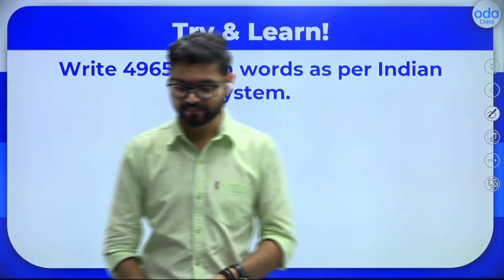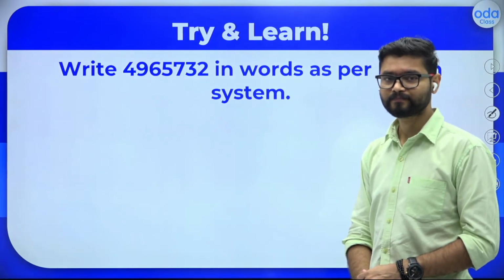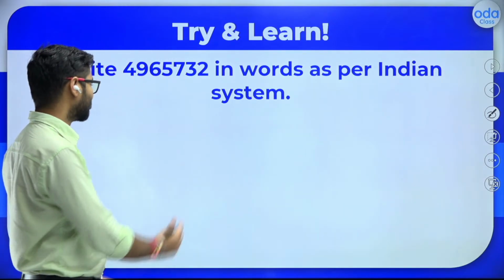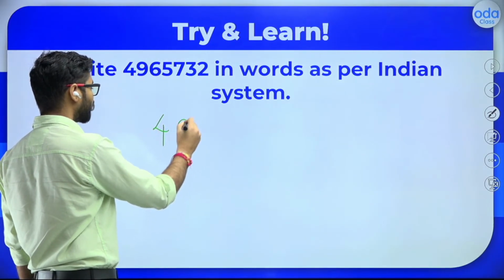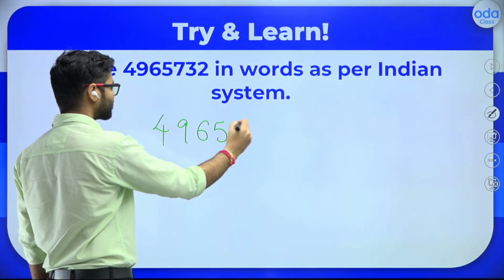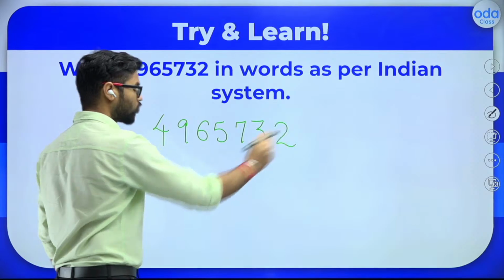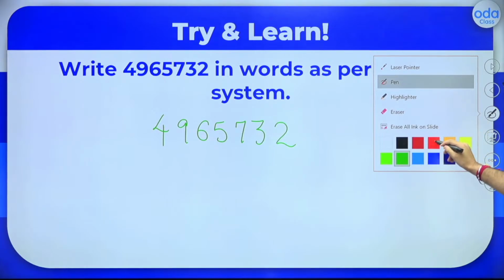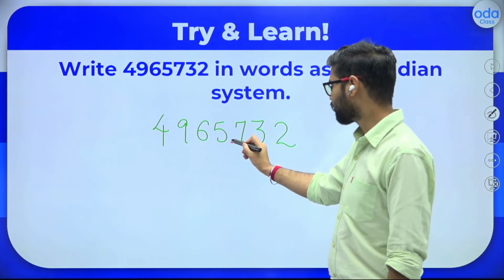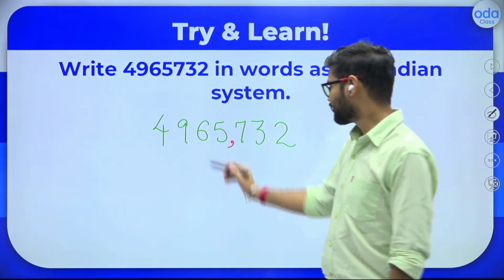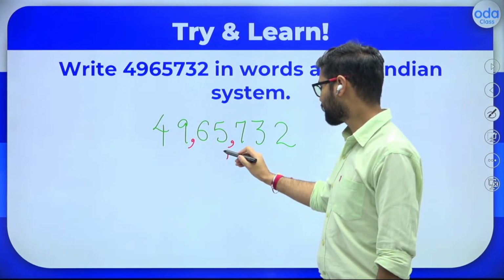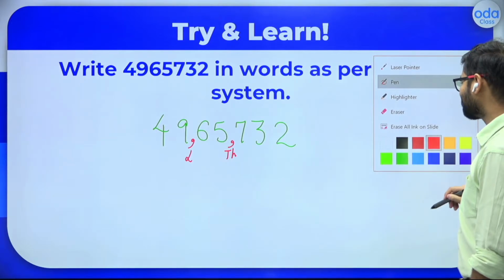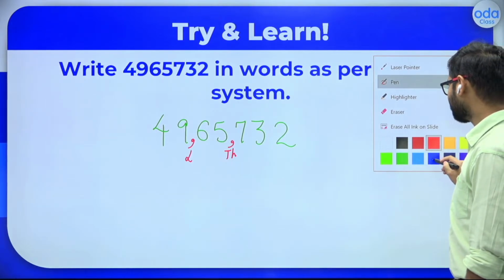And if I have to write this number in words as per the Indian system, how will I do that? The number I have over here is 4965732. Without the commas, it is difficult for anyone to represent the number properly. So first of all, we have to put the commas. First comma after three digits, then after two digits. This comma represents thousand, this comma represents lakhs. And now we can very easily represent this number.